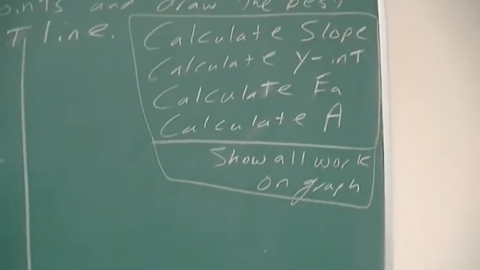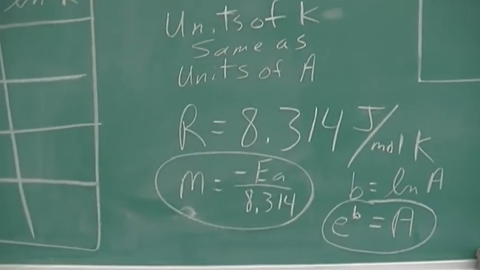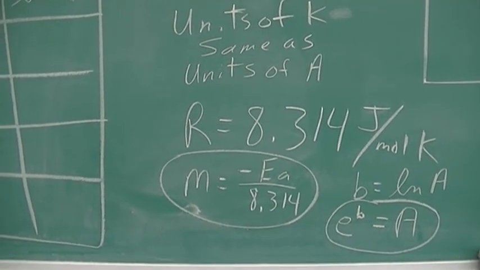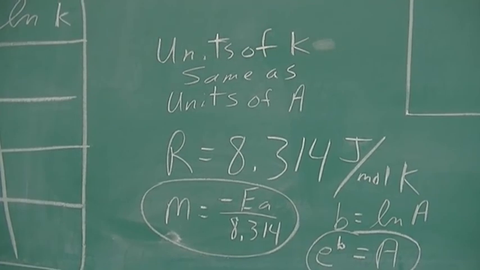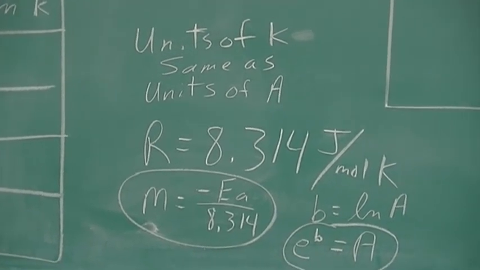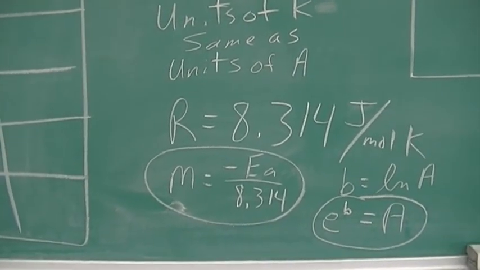Now, we have down here that the slope, m, is equal to negative energy of activation over R. And the R value that we're talking about is the 8.314 joules per mole Kelvin, because your energy of activation is going to be given in joules per mole.